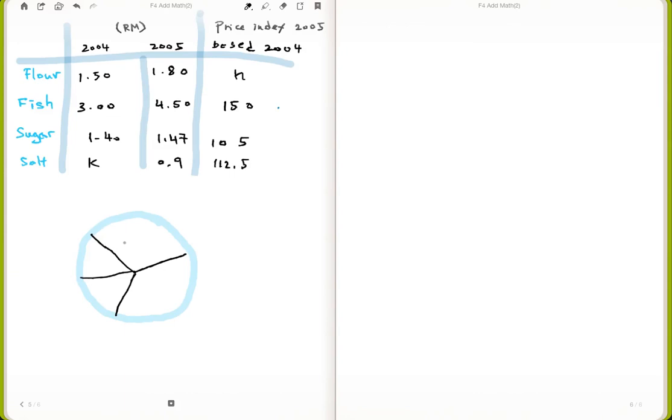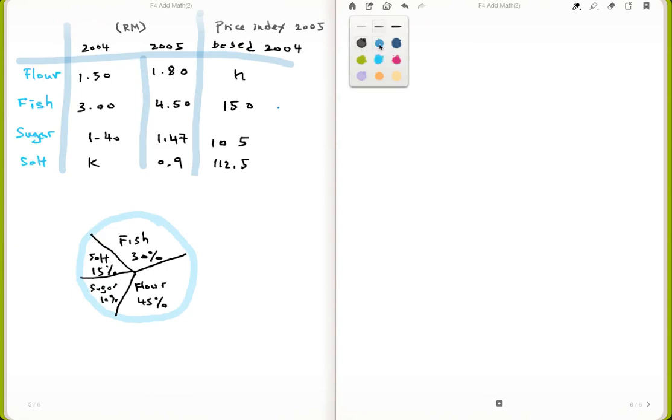This is what you need. Fish, 30%, flour 45%, sugar is 10%, this is 50% salt. I hope it adds up to be 100. It's supposed to. Check for me if it's 100.